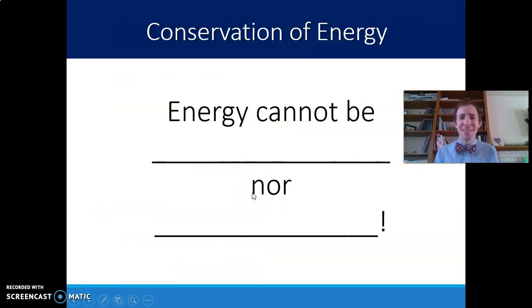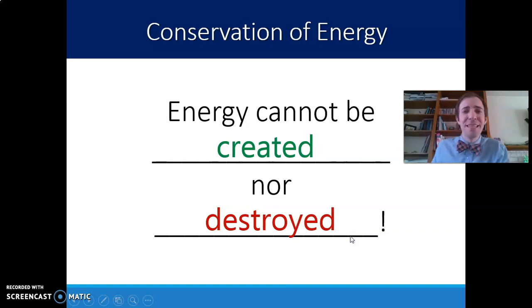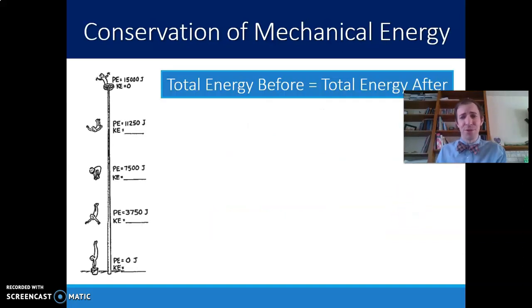Now, you've probably heard this term before, the conservation of energy. And typically, we define the conservation of energy using this famous sentence: energy cannot be created nor destroyed. This just means that energy doesn't go away, it just gets converted from one type of energy to another. Now, the form of conservation of energy that we're going to care about in this particular unit is the conservation of mechanical energy, which means that all of the energy is either kinetic or potential or some combination of the two, that the total energy before will always equal the total energy after.